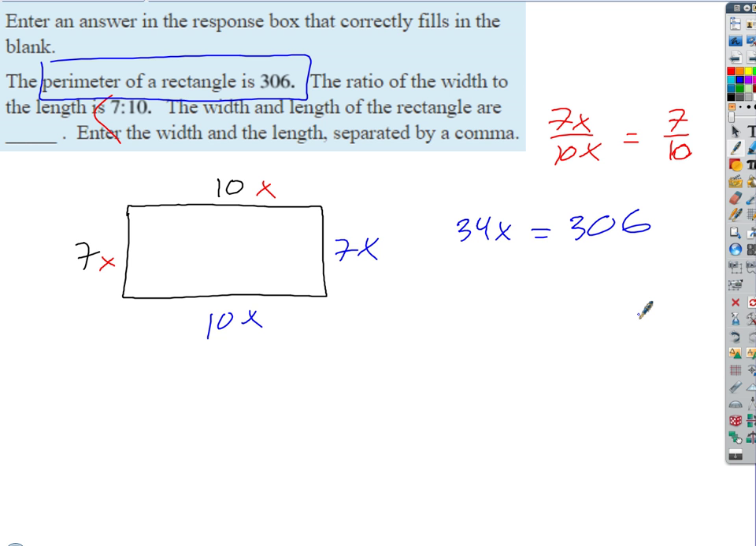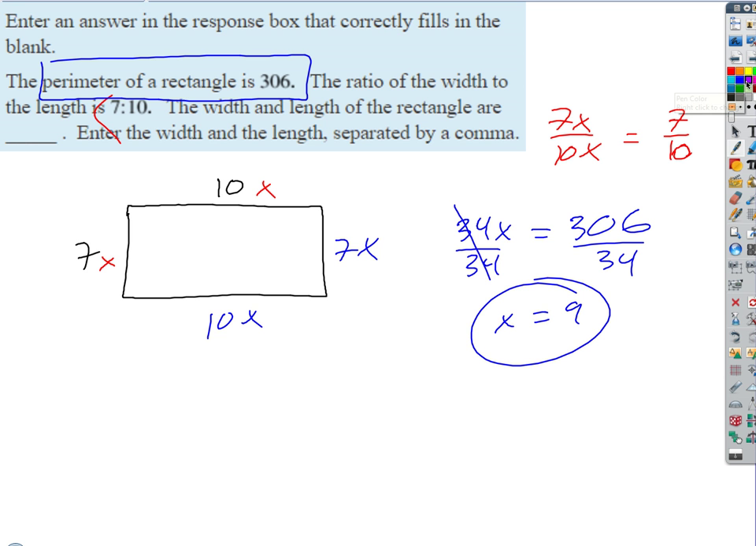What can I do there? Yeah, I can solve for x. If I can find out what number x is, I could plug it back in and figure out what the width and the length actually are, right? So if I divide both sides by 34, it's 9. We get x equals 9. Good. So now we know what the actual length and width are, right? So that makes the width, 7 times 9 is 63, and the length becomes 10 times 9 is 90. And they want us to find, well, that's all they want, the width and the length. So 63 and 90. Okay. Make sense? Separated by comma.